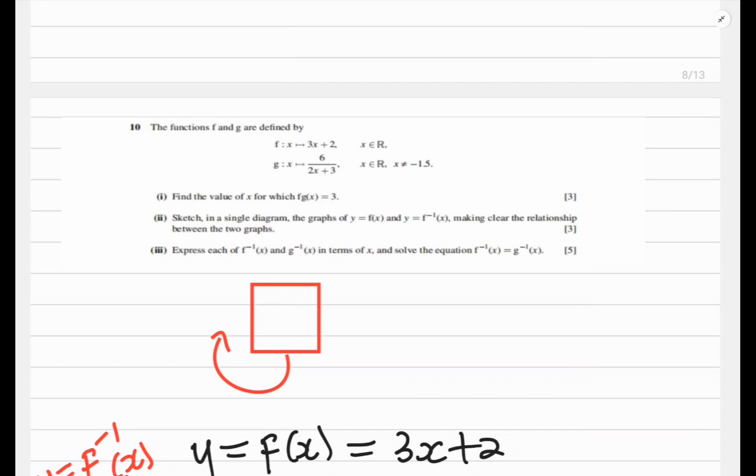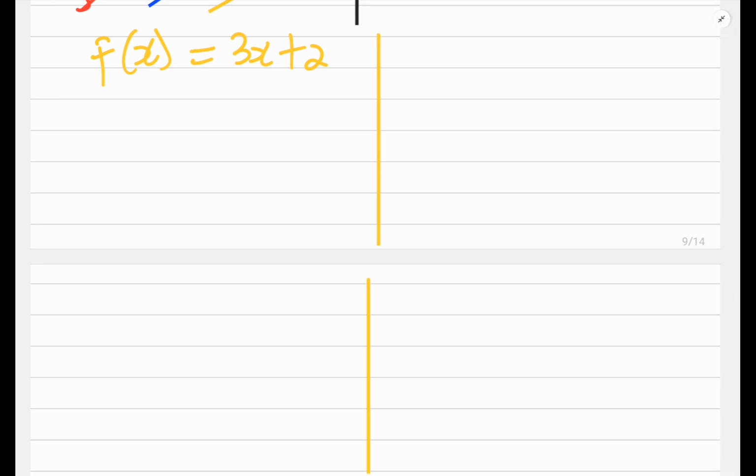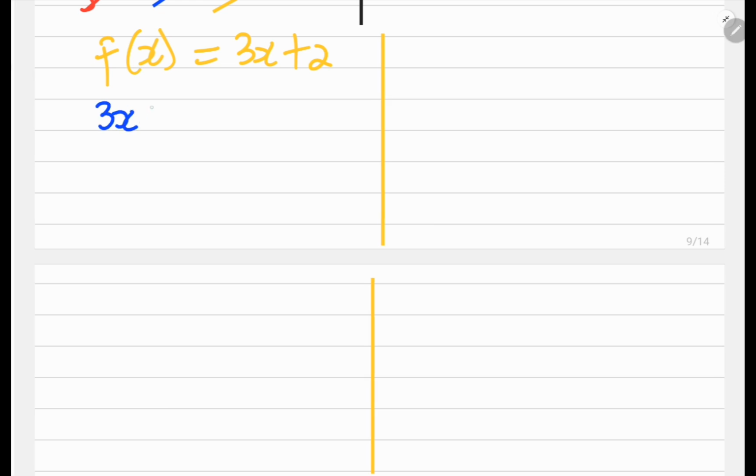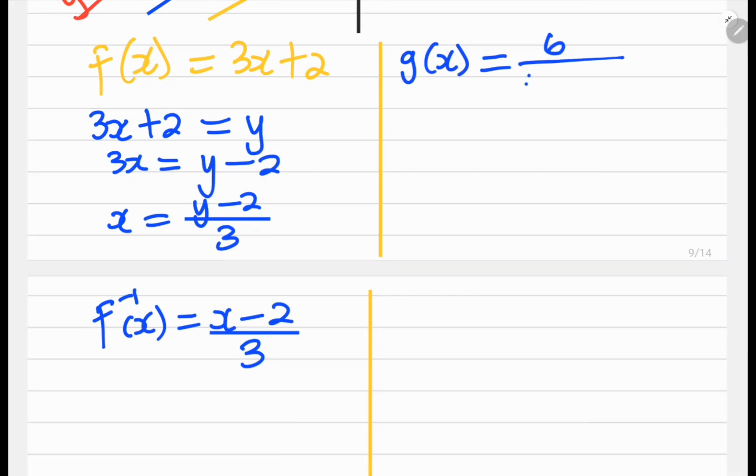Part 3. Express each of f inverse of x and g inverse of x in terms of x and solve the equation f inverse of x is equal to g inverse of x. We are going to get the inverse of our function f of x being 3x plus 2. So to get your inverse, you equate your function to y and you make x the subject. So x is equal to y minus 2 over 3. Then to write your f inverse now, you replace your y with x. So f inverse of x is x minus 2 over 3.